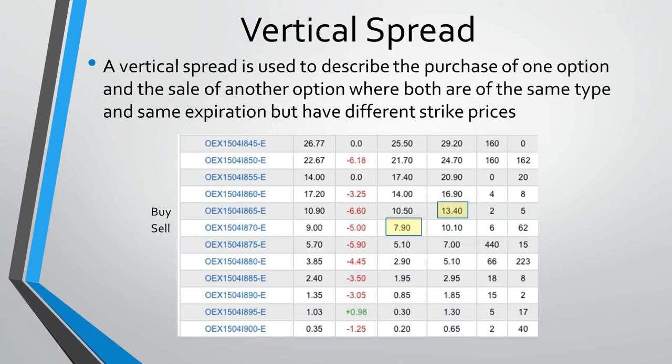Why are they called verticals, horizontals, and diagonals? Well, a vertical spread is used to describe the purchase of one option and the sale of another option where both are of the same type and same expiration but have different strike prices. So this is what it would look like if you were going to go on the CBOE and look at OEX options, which are based off the S&P 100. So if I want to buy this option and sell this one, you can see they're in a vertical configuration. They're stacked on top of each other. That's why it's called a vertical spread.